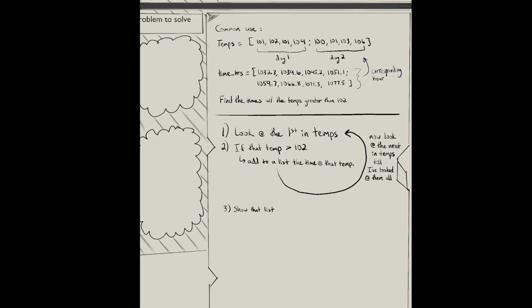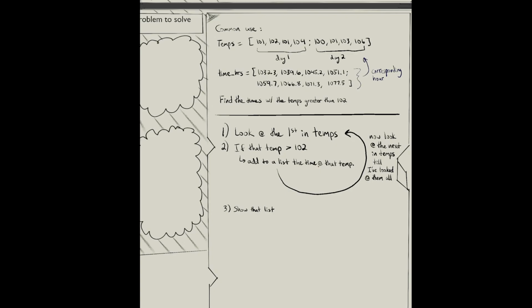Okay, look at the second in temps. In this case, it's 102. Is that greater than 102? No. If it were, I would add it to the list, right? But it's not, so continue to circle back. Look at the next in temps till I've looked at them all. So now we're at 101 again. That would be the same as the first, so don't do anything. Next, 104. Okay, so now we've reached one that's greater than 102.